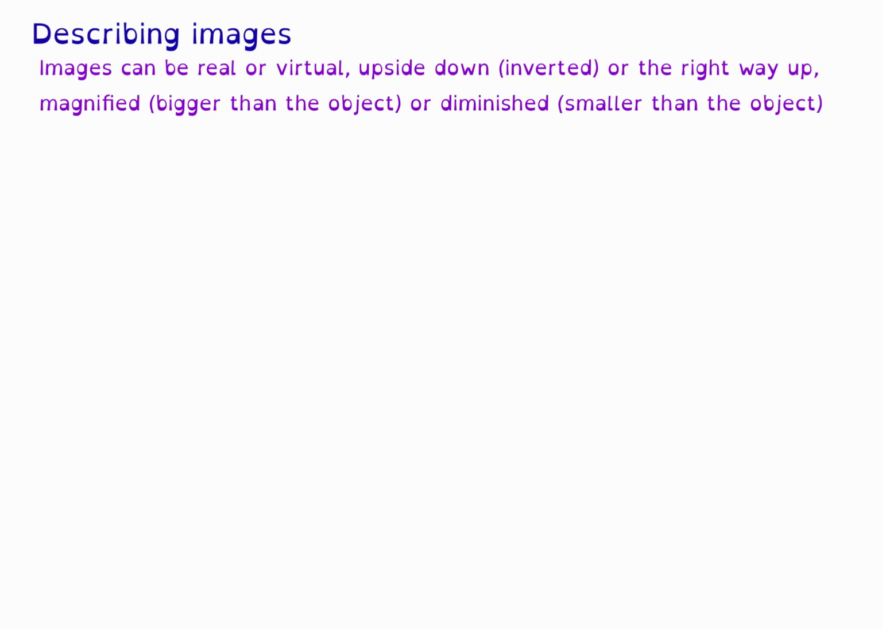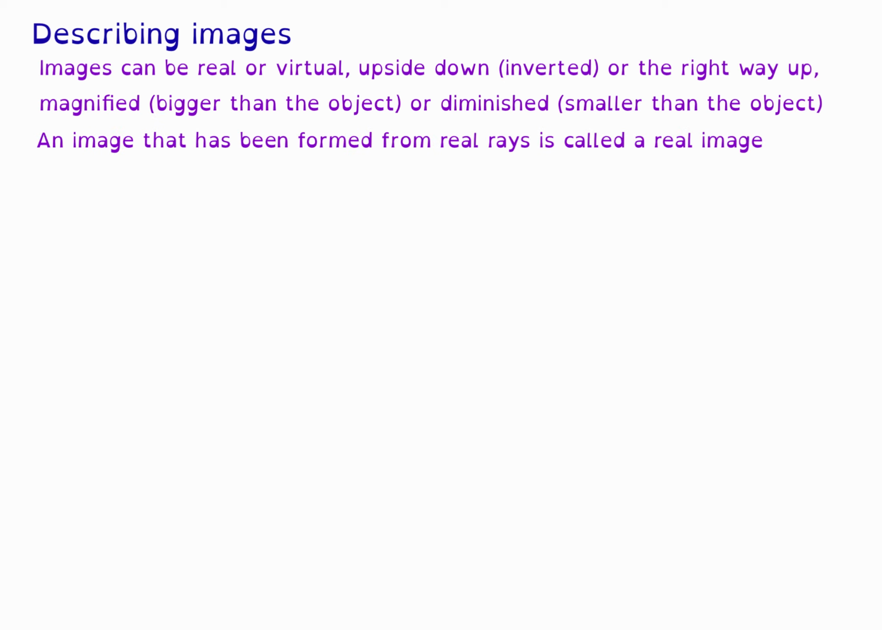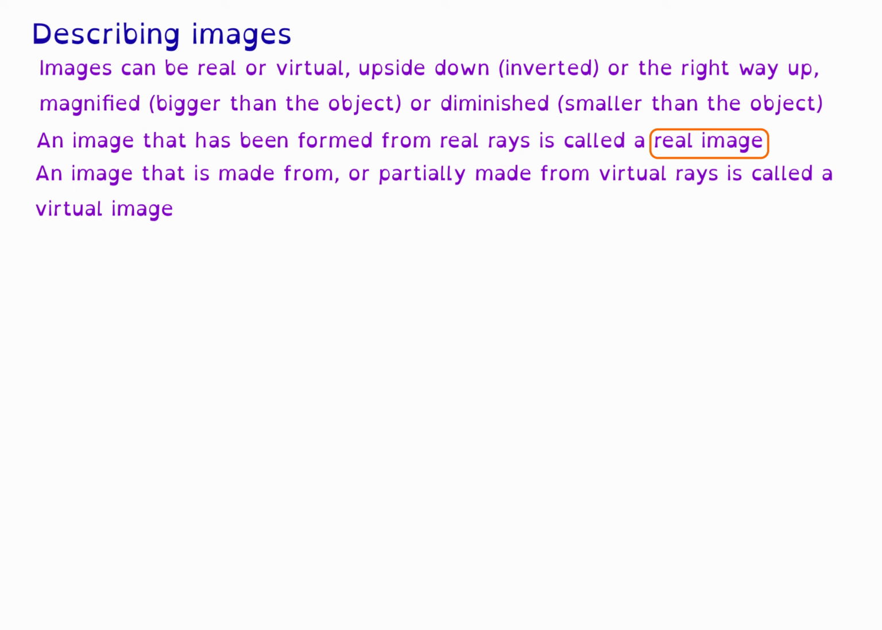Images can be real or virtual. They can be upside down, inverted, or the right way up. They can be magnified, bigger than the object, or diminished, smaller than the object. An image that has been formed from real rays is called a real image. An image that is made from or partially made from virtual rays is called a virtual image.